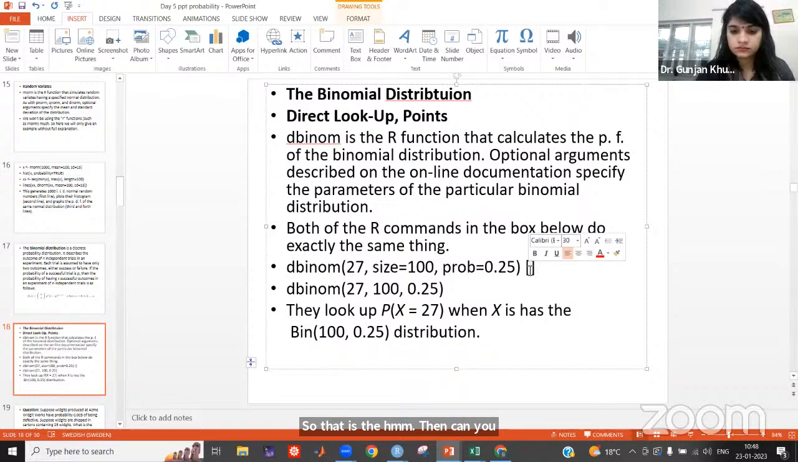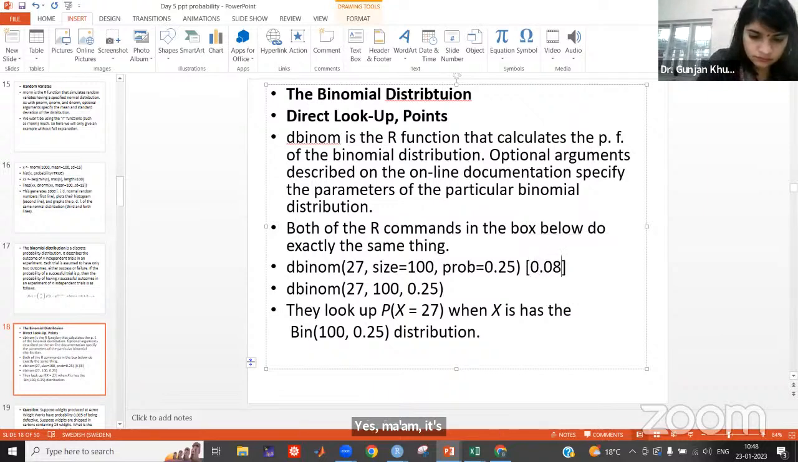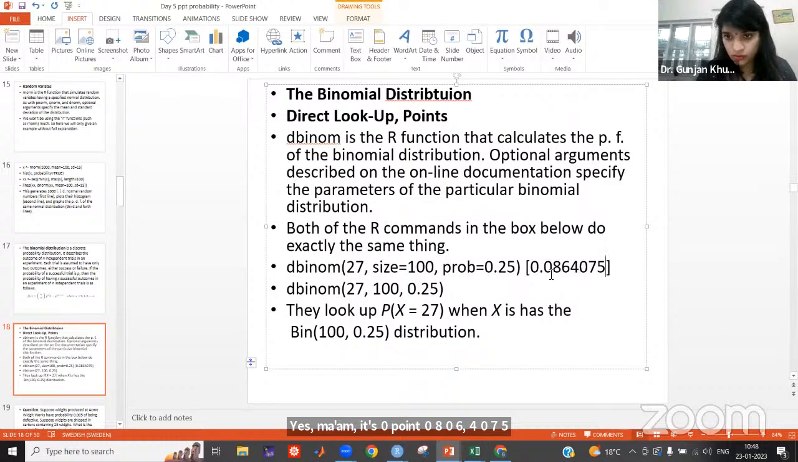It's 0.080640075. Okay, 0.080, 64075. Is it the answer you are getting, Alka ma'am? Yes, I'm getting the same.